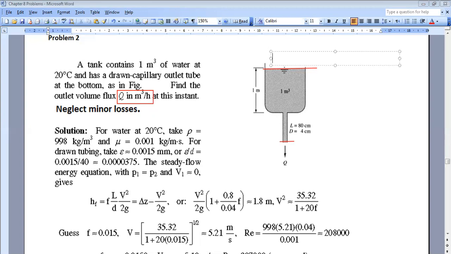So I can say that here P1 is 0 since it's exposed to the atmosphere, and V1 is 0. For the elevation, I should take a reference. If I take my reference here, where z equals 0, then I have to take that z1 is equal to 1 plus this length, which is 0.08 meters.